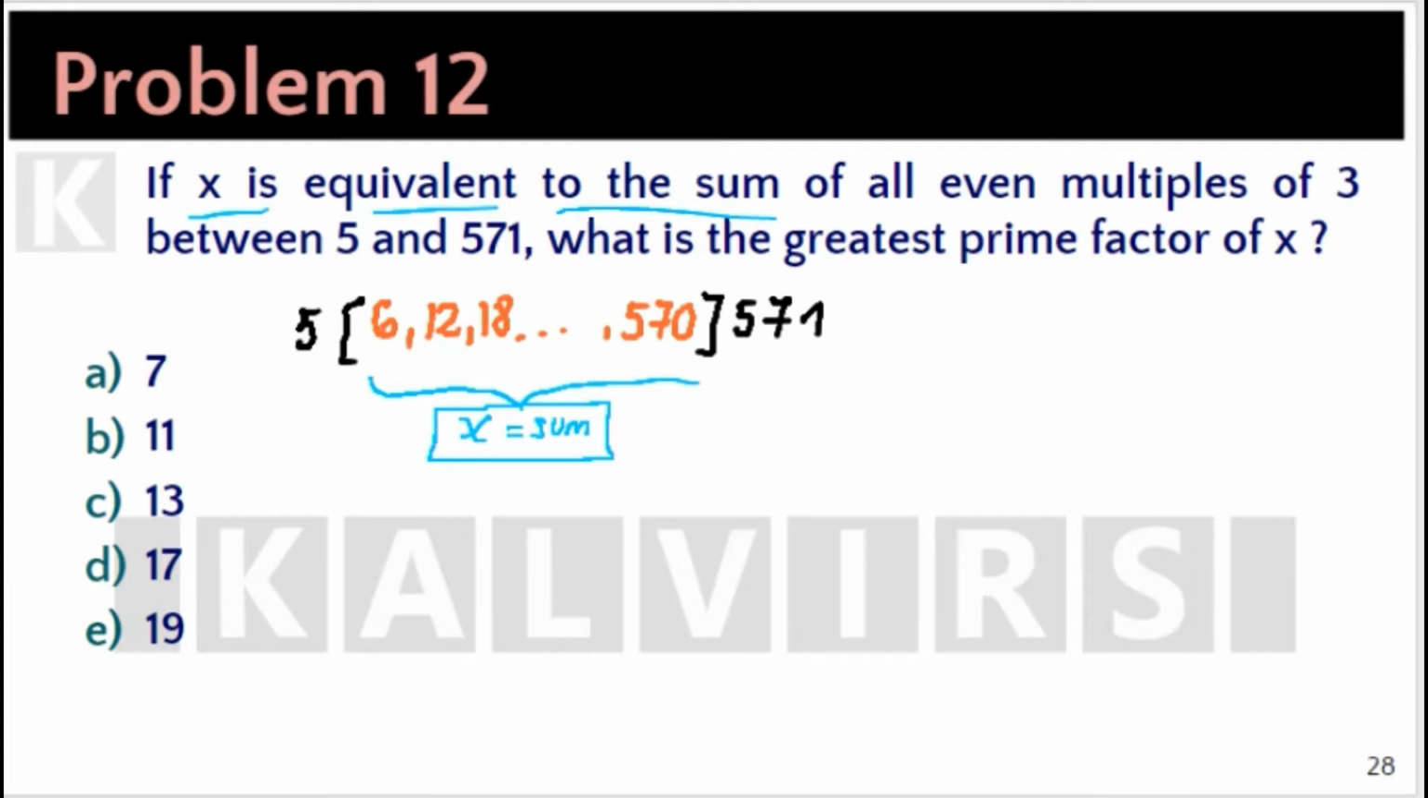Note that all even multiples of 3 are also multiples of 6. 6 is a multiple of 6, 12 is a multiple of 6, 18 is a multiple of 6, etc. Now, multiples of 6 are part of an arithmetic sequence whose common difference is 6.